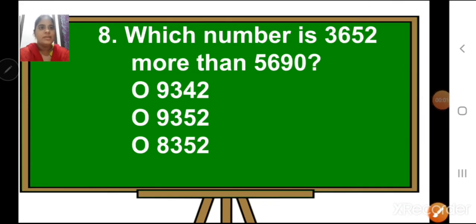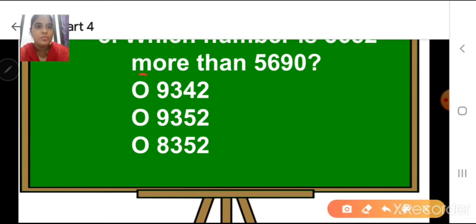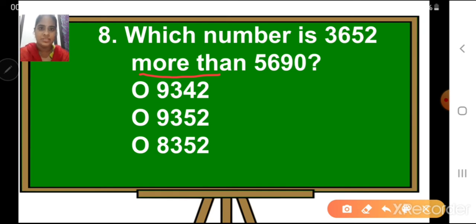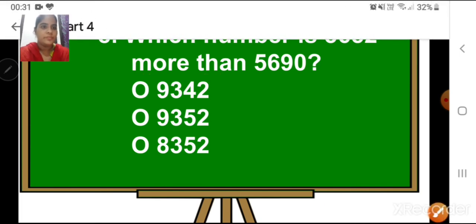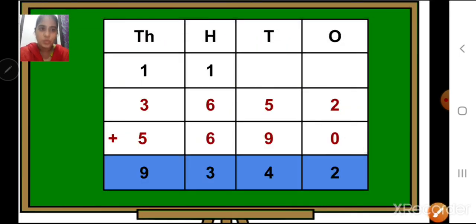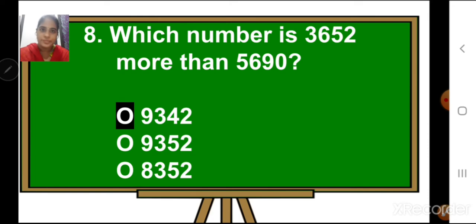Question number 8 is, which number is 3652 more than 5690? Now here the keyword is more than. More than means addition. We have to add. We have to find which number is more than the number 5690. So add both the numbers. After adding both the numbers, you will get the answer as 9342. After finding the answer, click on the correct option. Got it?